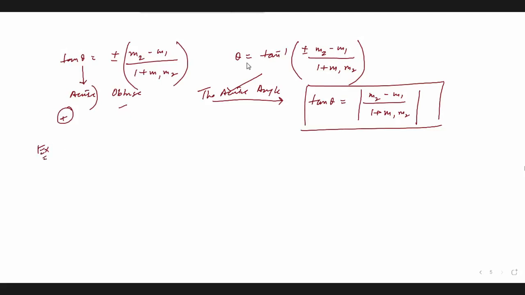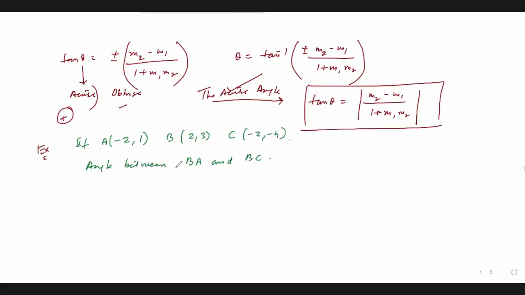Let us see one example related to it. If A has coordinates (-2, 1), B has coordinates (2, 3), and C has coordinates (-2, -4), we have to find the angle between the BA line and the BC line.